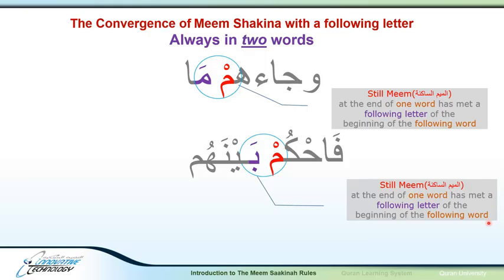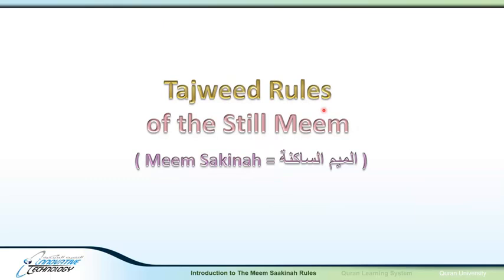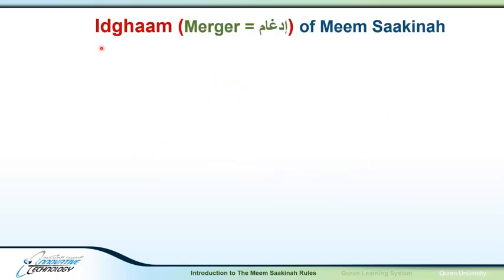As a conclusion, we realize that Meem Sakinah always comes in two words, unlike the Noon Sakinah. The Noon Sakinah had two possibilities, where it might come in two words like the Meem Sakinah, but in addition to that, it has the possibility of coming in a single word, contrary to the Meem Sakinah, which always comes in two words. With that background, we can now understand the Tajweed rules of the Meem Sakinah, of the still Meem. The first rule is idgham, merger of the Meem Sakinah.